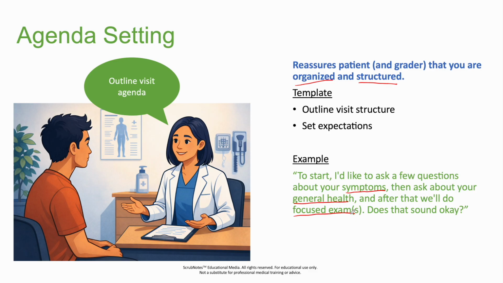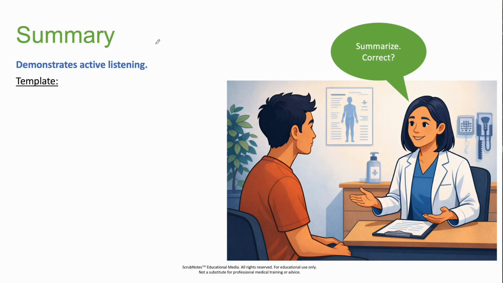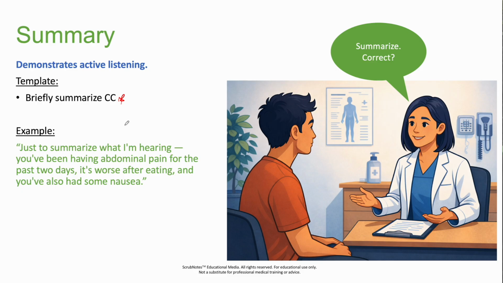Does that sound okay? After you've listened to your patient and asked questions about their HPI, pertinent past medical history, and review of systems, show you've been actively listening to your patient by providing a summary. You might say something like, just to summarize what I'm hearing, you've been having abdominal pain for the past 2 days, it's worse after eating, and you've also had some nausea. Did I get that correct? This step also helps you get OSCE checklist points that students often miss.